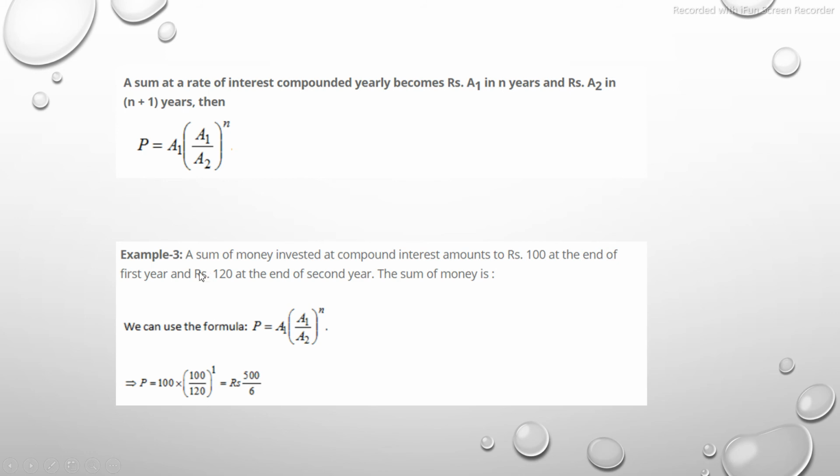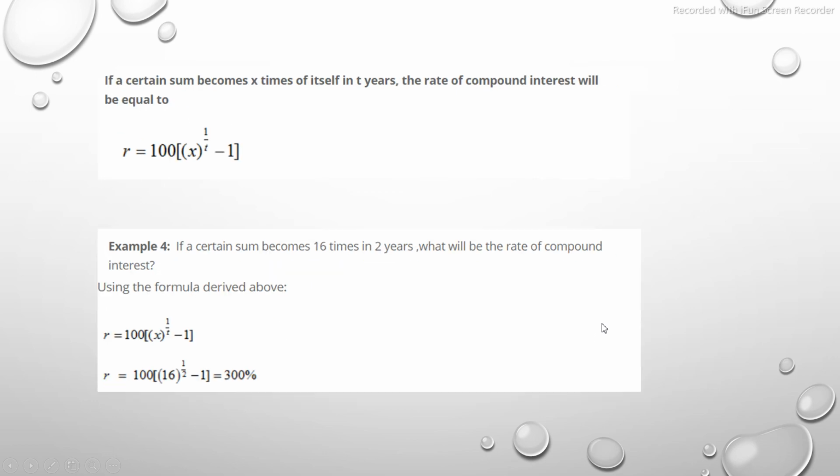So we can take an example. A sum of money invested at compound interest amounts to rupees 100 at the end of first year and rupees 120 at the end of second year. So we can use this formula, P is equal to A1 into A1 by A2 to the power n. Here A1 is 100, A2 is 120, and the time period is 1. So P is equal to 100 into 100 by 120 to the power 1. It can be easily calculated with this formula.